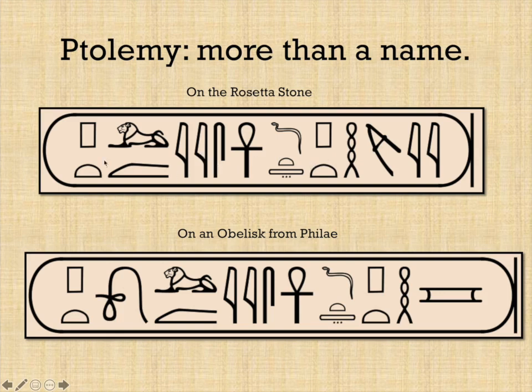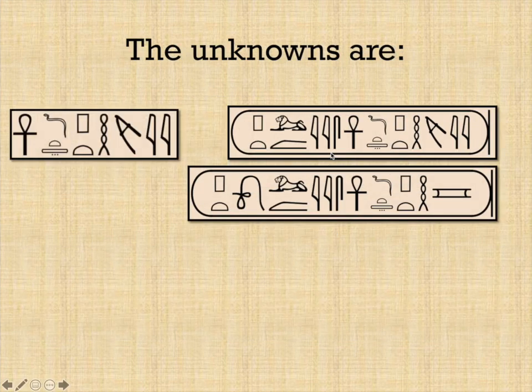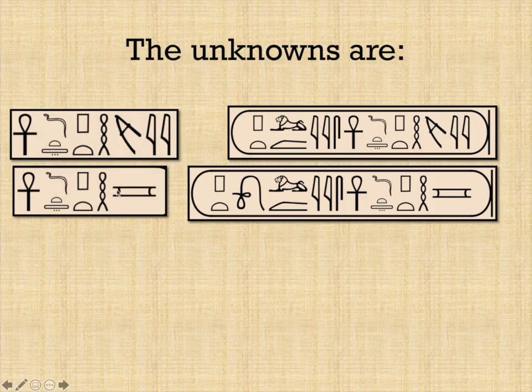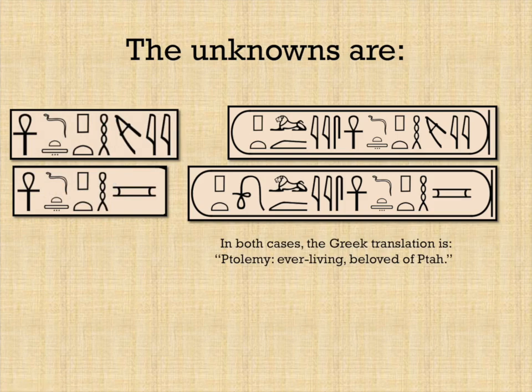Well, this is a foreign name being spelled out in Egyptian hieroglyphs. But this part, this is Egyptian language written with Egyptian hieroglyphs. It's very different. If we separate out the parts that we don't recognize, and then we look at the translations which we have in Greek, in both cases, the Greek translation of these sections is the same. Ptolemy, ever living, beloved of Ptah.